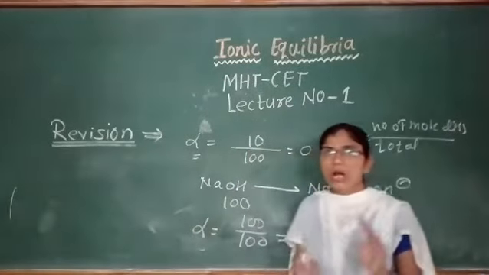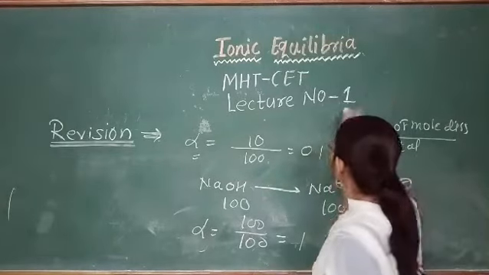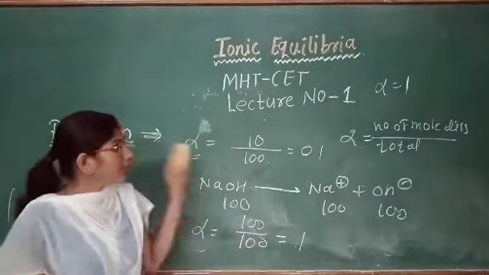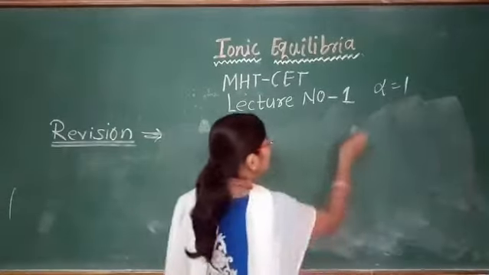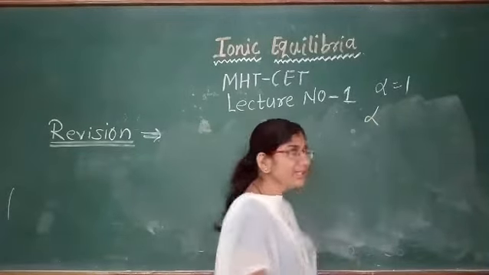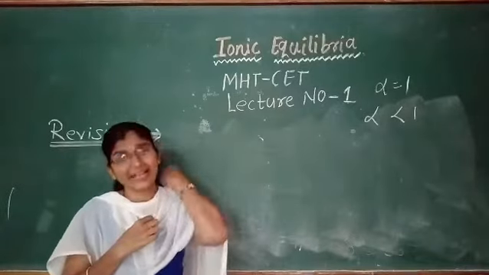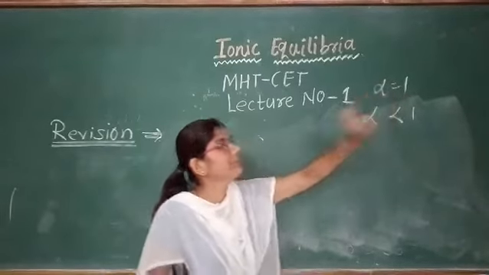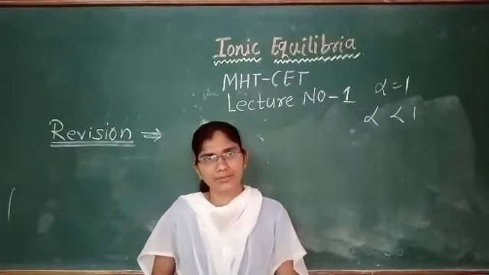So dear student, always remember that for a strong electrolyte, alpha is equal to 1, but for a weak electrolyte which dissociates incompletely, partially, the value of alpha is always less than 1. That means it is a fraction. You have to remember this about the degree of dissociation.